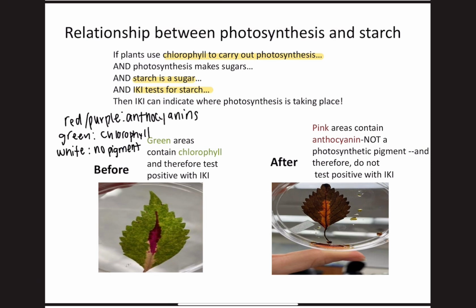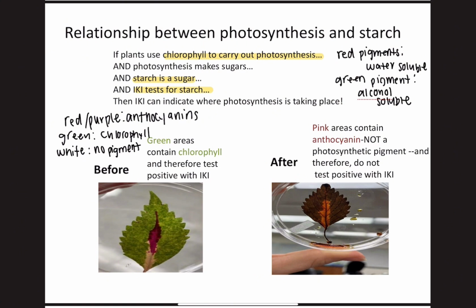So to run the test, the first thing that we did was put that coleus leaf in boiling water, which removed the red pigment. These red pigments are water soluble, so they disappeared in water. Then we put the leaf in alcohol in a hot water bath, which removed the green pigment. That means they are alcohol soluble. So chlorophyll is alcohol soluble.